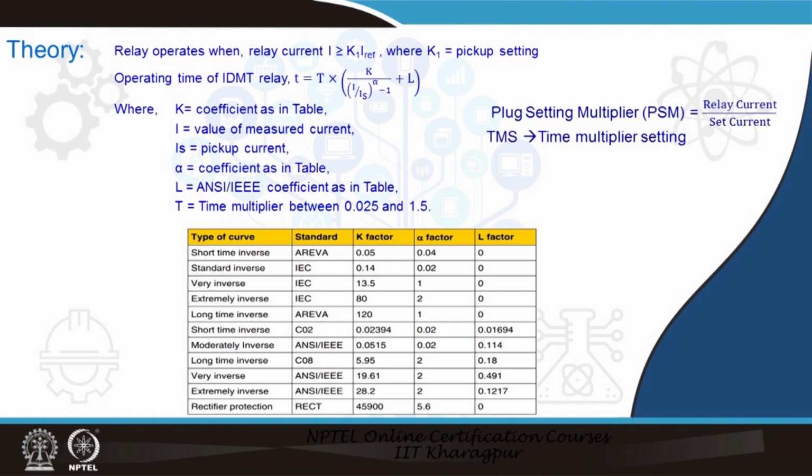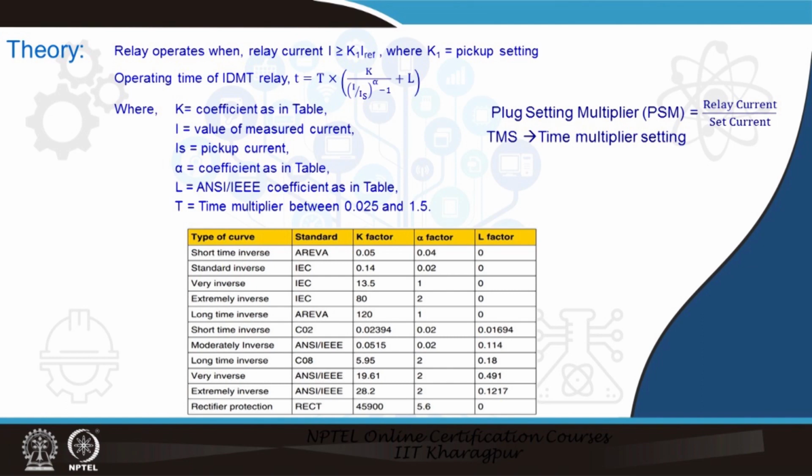So, k is one of the coefficients in the table, and this curve can be selected from the variety of curves available inside the relay, and it is the IEC curve. It can be the IEEE or the US ANSI, as you call it. I is the value of the current being injected through the relay through the CTs, and Is is your pickup current, alpha is the coefficient as mentioned in the table, alpha, L and K, and T is the time multiplier setting, between 0.025 to 1.5 particularly for this relay.